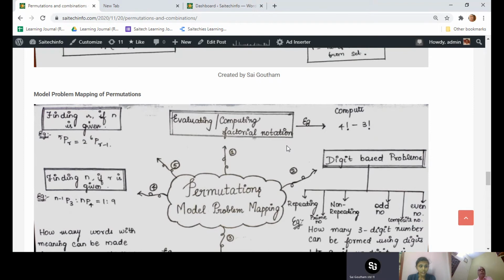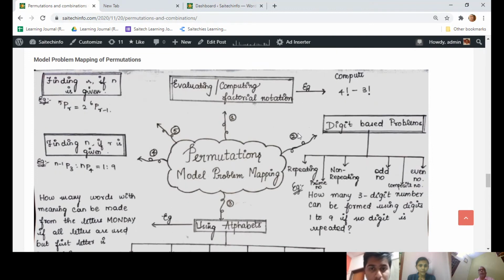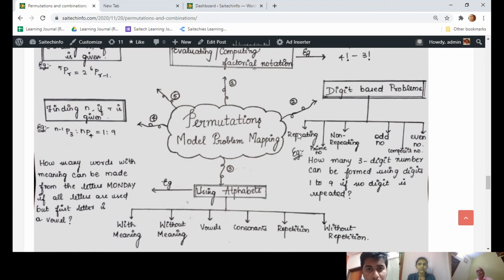And the fifth type of question is the vice versa of the fourth one. So we have to find the value of r in which n is given. For example, 5Pr is equal to 2 into 6P(r-1). The value of n is given, and using that we have to find the value of r. So these are the 5 major types of questions which can be asked in the concept of permutations.